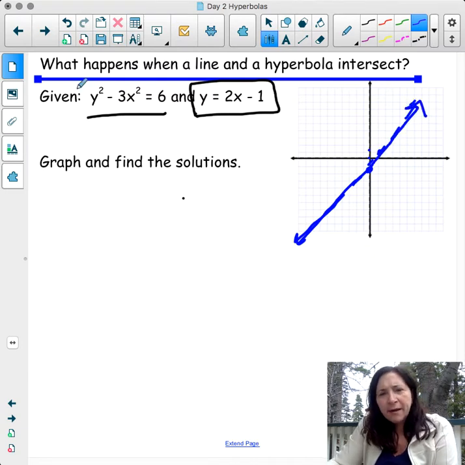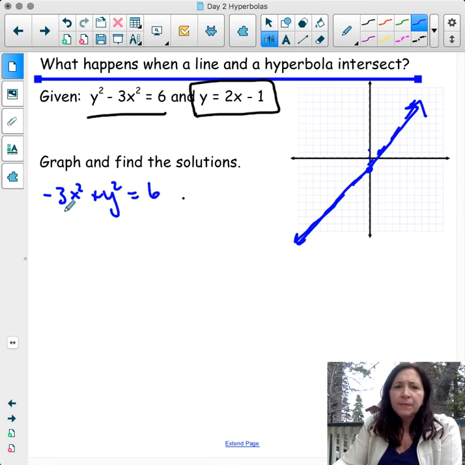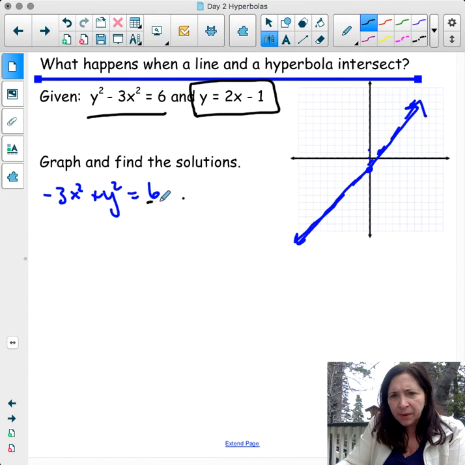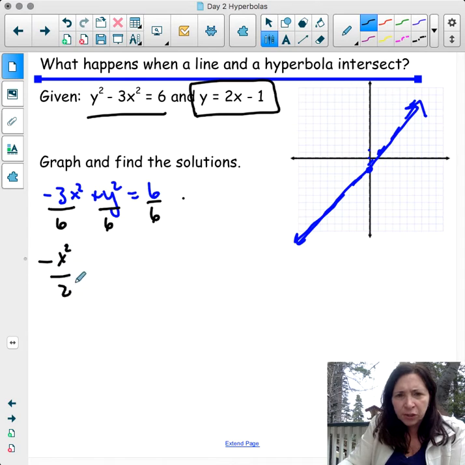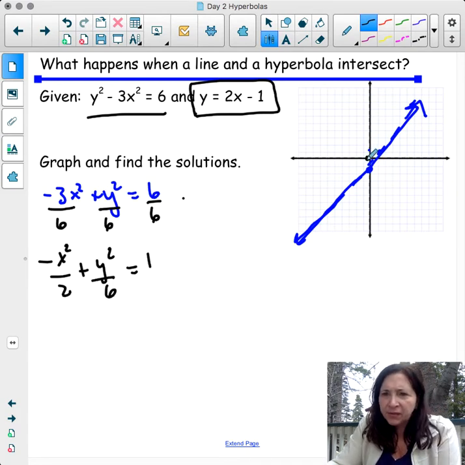Now, I have my hyperbola. Personally, I like to write the x squared term first. Not everybody likes to do that, but I do, even though it's negative. I'm going to divide by 6 on all sides, and what I'm going to get is negative x squared over 2 plus y squared over 6 is equal to 1. It means that my center of my hyperbola is at 0, 0.